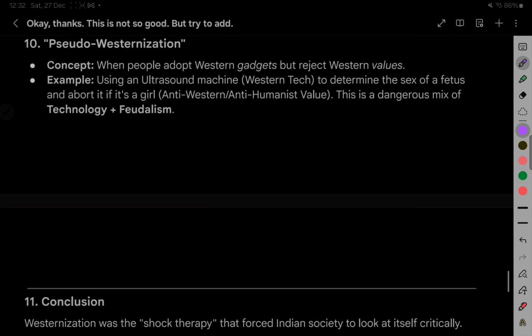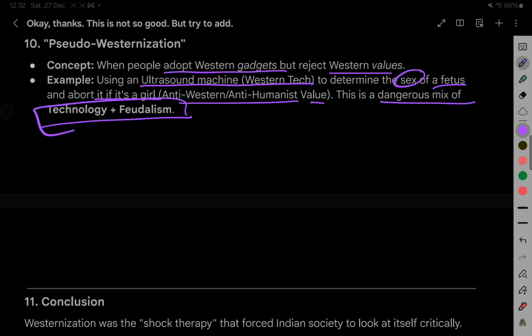10. Pseudo-Westernization. Concept: when people adopt Western gadgets but reject Western values. Example: using an ultrasound machine, Western tech, to determine the sex of a fetus and abort it if it's a girl, an anti-Western, anti-humanist value. This is a dangerous mix of technology plus feudalism.